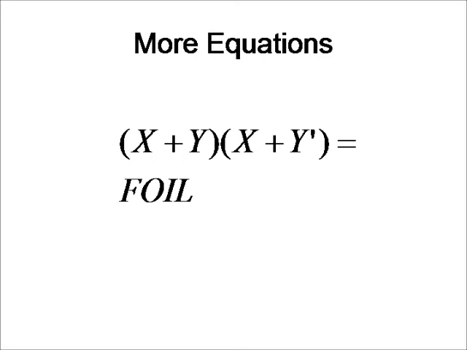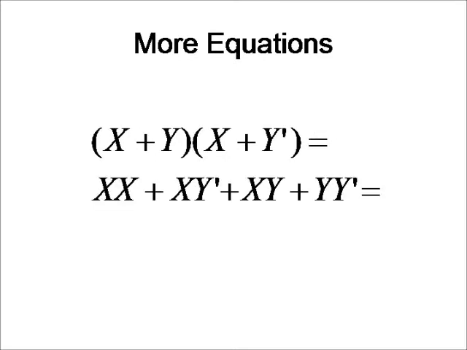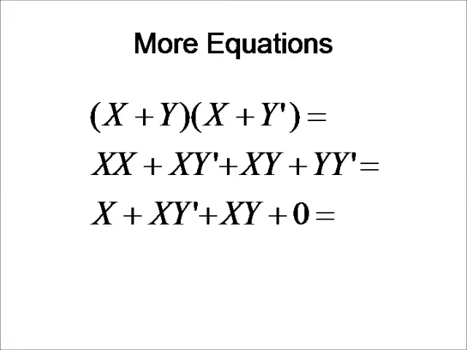So x times x turns out to be xx. Then we'll do the outer, x times y naught, which is xy naught. Then we do the inner, which is xy. And then we do the last terms, which is y naught. After that, we start simplifying. We know that x ANDed with x turns out to be x. And we know that y ANDed with y naught is a contradiction and turns out to be 0.